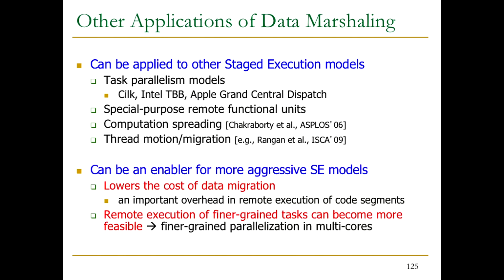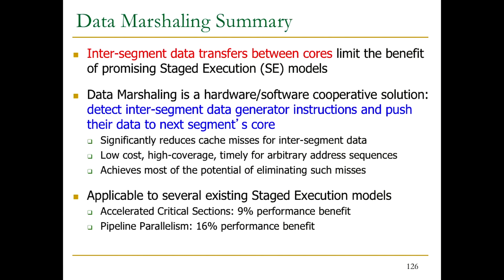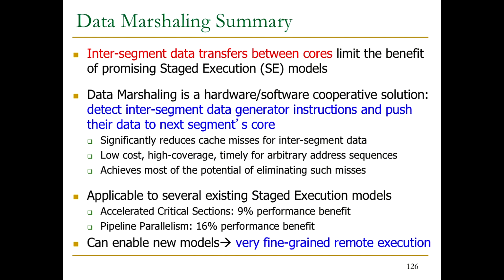So I think this actually can be an enabler for a more aggressive staged execution model, because you lower the cost of data migration. And whenever you have remote execution of code segments, this overhead becomes very important. And if you want to become finer and finer grained in terms of tasks, like two instructions, if you want to ship one instruction, that's the ultimate form of parallelism, right? If you want to parallelize, remote execution of finer-grained tasks becomes more feasible. Okay, I think I already summarized this. Basically, you can potentially enable very fine-grained remote execution if you tackle this sort of locality.